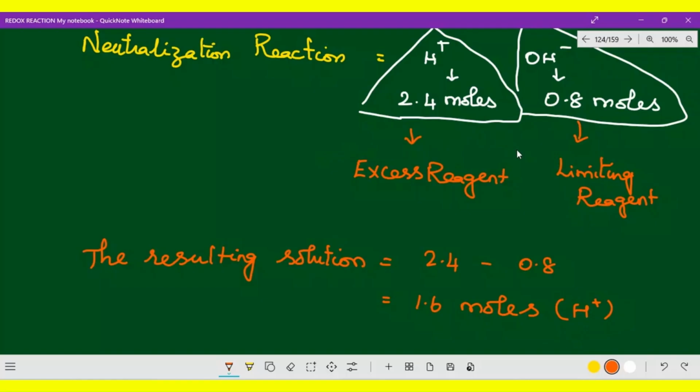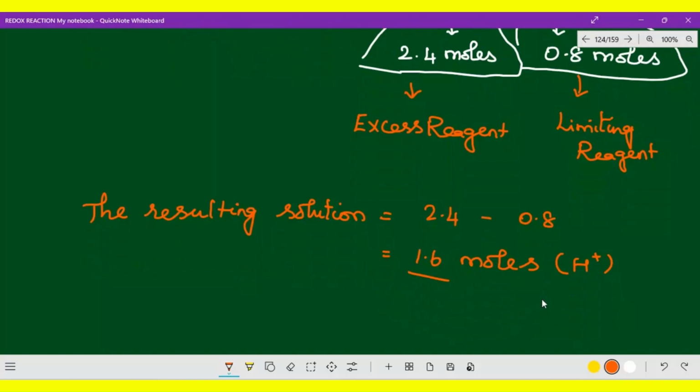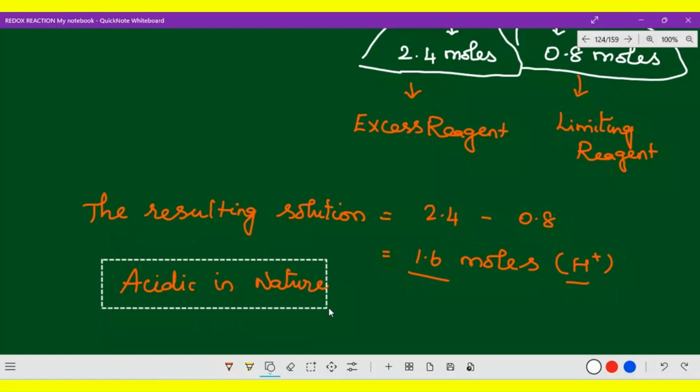Generally, acid and base give salt and water, so they have to be equal. The excess is 2.4 moles, and if 0.8 moles is consumed, the remaining 1.6 moles will be extra. So 1.6 moles excess means it is acidic in nature, because H plus ion is remaining. So the resulting solution is acidic in nature. I hope you got the clarity. Okay, now we have to identify another step.